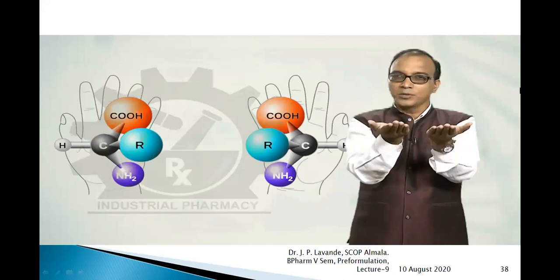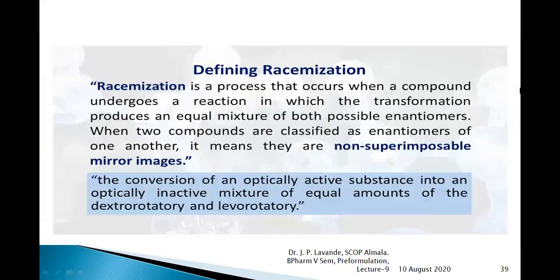So again, this is the depiction of the same. Now next is the racemization, and this property, that is the mirror image and the non-mirror image, is responsible for the therapeutic activity in the case of pharmaceutical compounds. The next property is racemization.